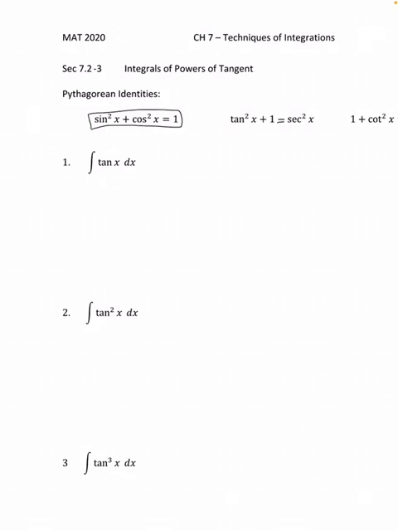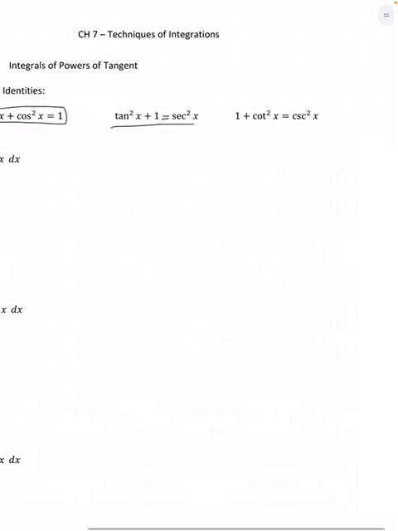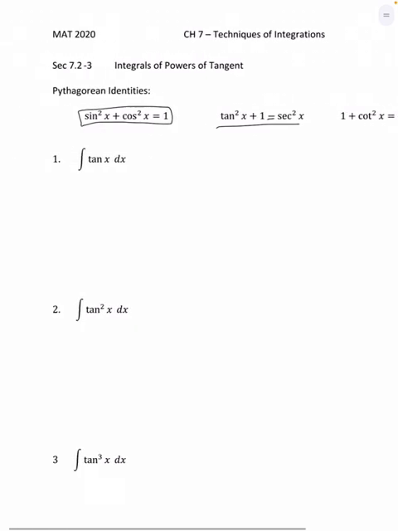If you divide the whole identity by cosine square x, then you end up getting the other Pythagorean identity. There is a third Pythagorean identity which relates the cotangent square and the cosecant square, and this again can be obtained from the basic fundamental identity by dividing the whole identity by sine square x.